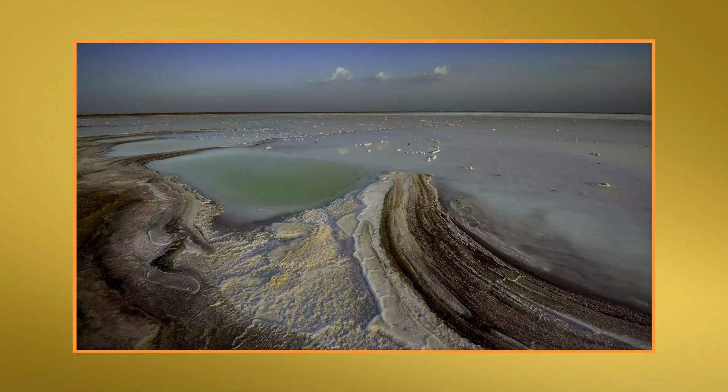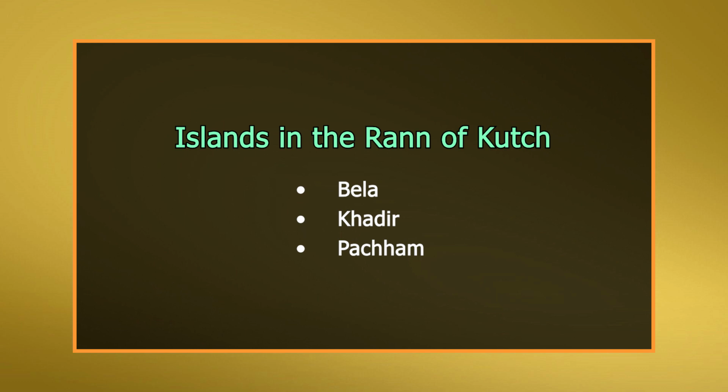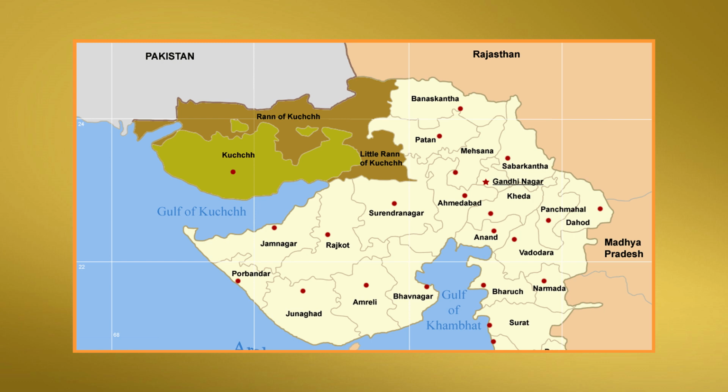by the rivers. There are a few islands in the Rann, with Bela, Khadir, and Pachham islands as the only ones of significant size. Kutch, once an island, lies to the south of the Rann of Kutch. It is an arid area with generally broad sandy terrain along the coast and the Rann of Kutch, and bare low rocky ridges in the interior.